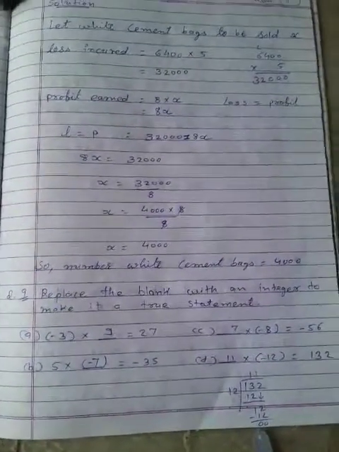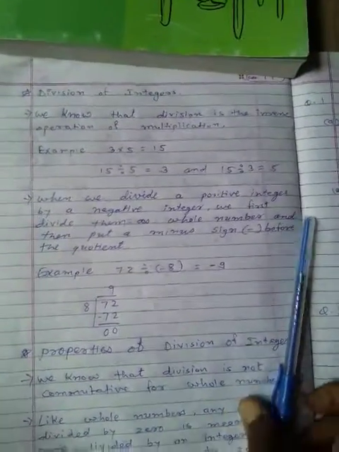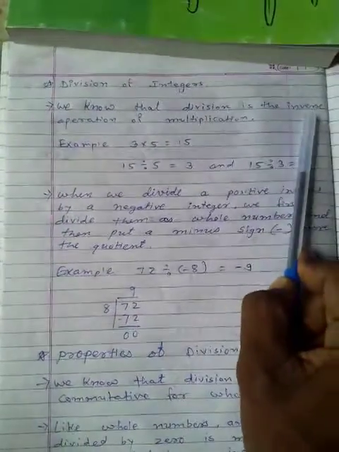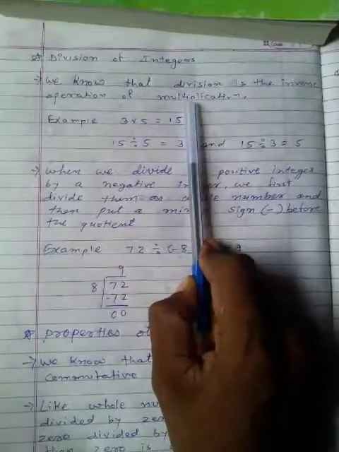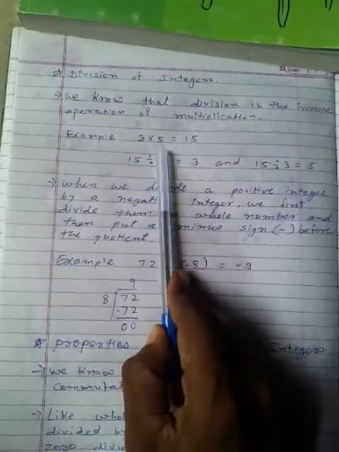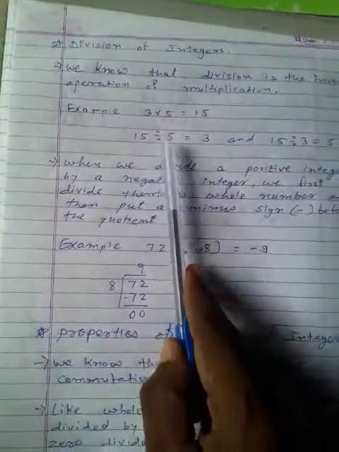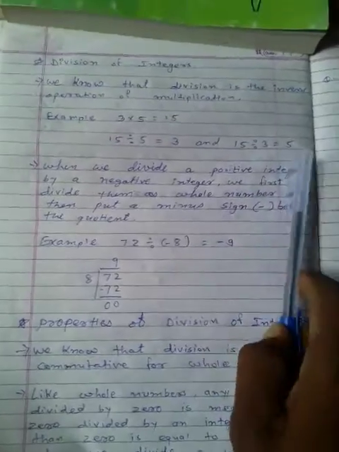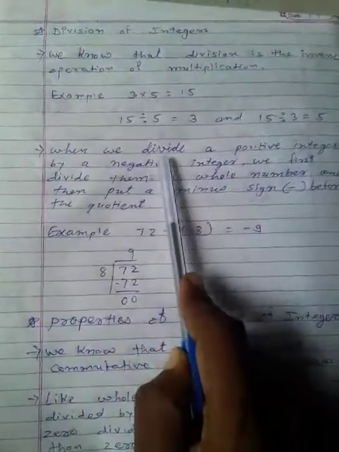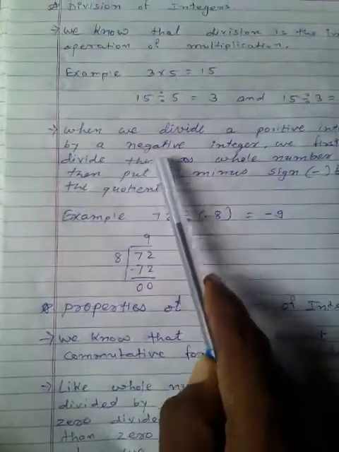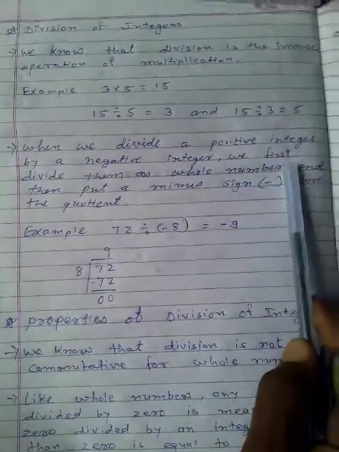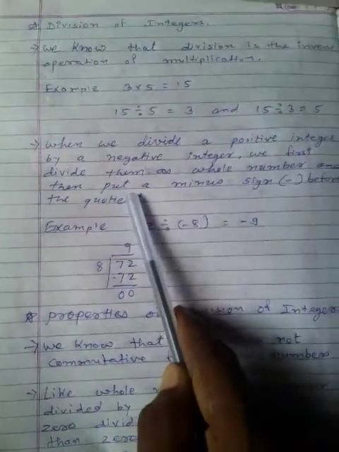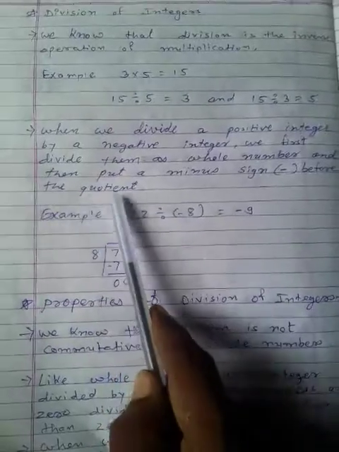Understood this? Okay. Next point, division of integers. We know that division is the inverse operation of multiplication. Now example here, 3 fives are 15. Okay, 15 divided by 5 is equal to 3 and 15 divided by 3 is equal to 5. When we divide a positive integer by a negative integer, we first divide them as whole numbers and then put a minus sign before the quotient.